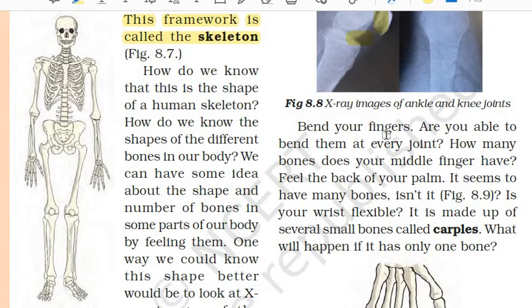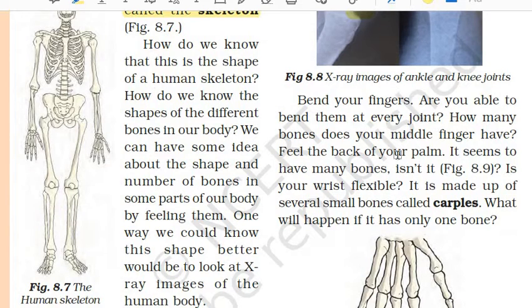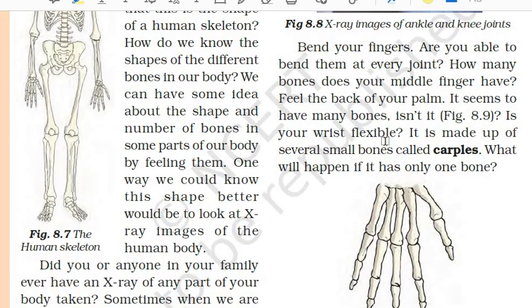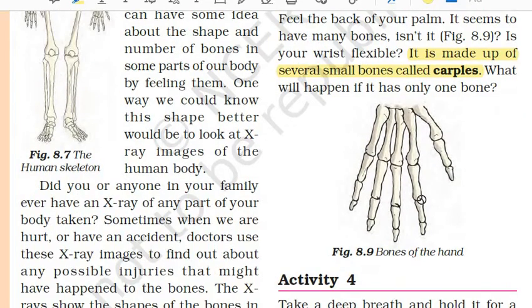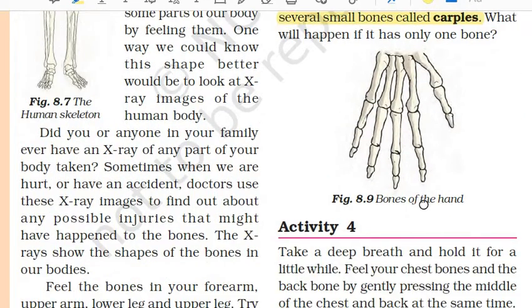Can you find out the joints? Bend your fingers. Are you able to bend them at every joint? How many bones does your middle finger have? Feel the back of your palm. It seems to have many bones, isn't it? So is your wrist flexible? It is made up of several small bones called the carpals. So you need to underline these words, right? That may be asked by your teacher. What will happen if it has only one bone?